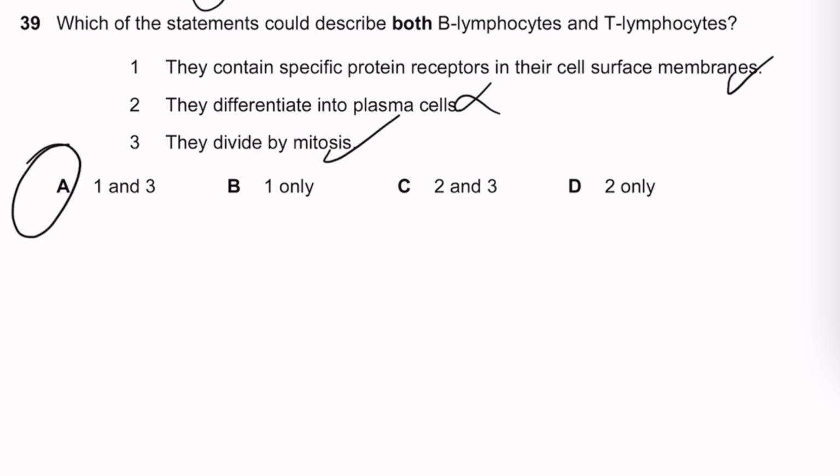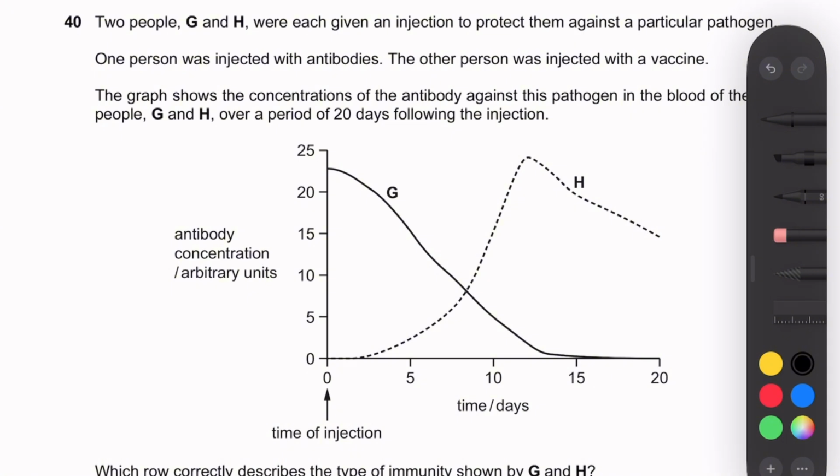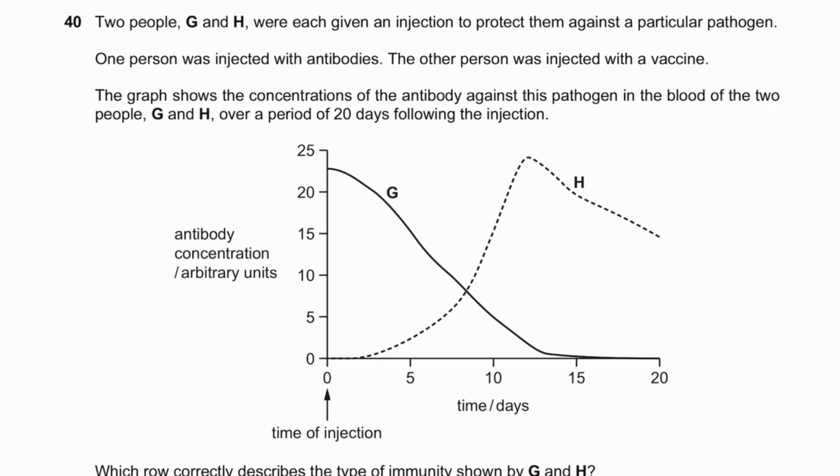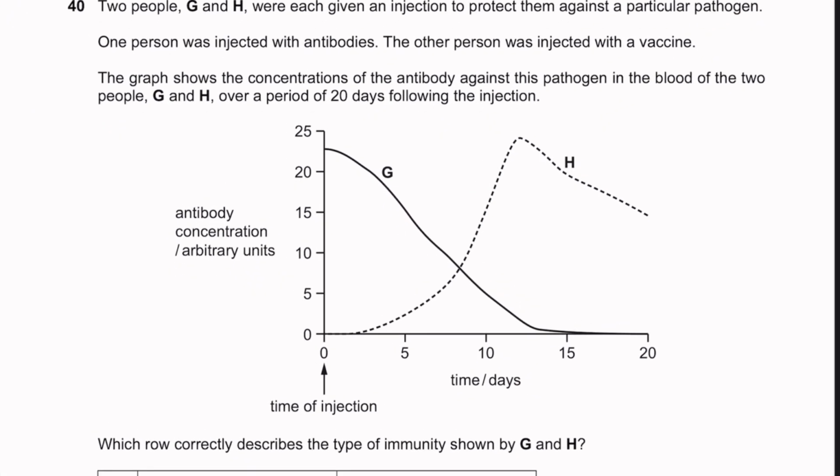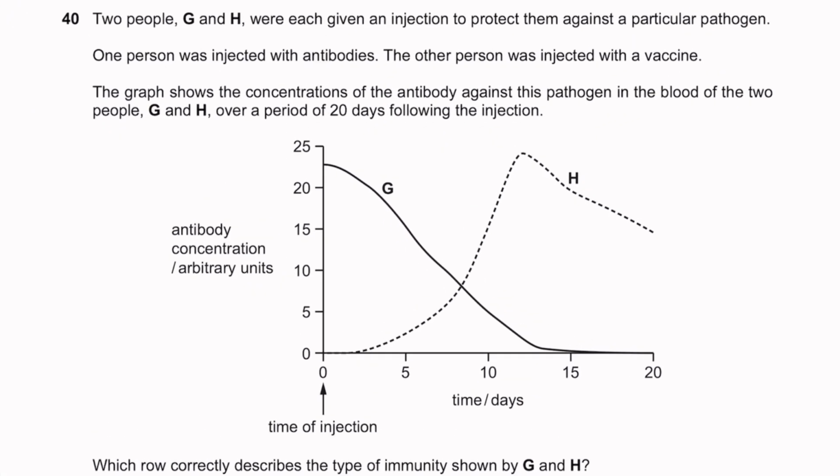That's A. Two people, G and H, were each given an injection to protect them against a particular pathogen. One person was injected with antibodies, the other person was injected with a vaccine. The graph shows the concentrations of the antibody against this pathogen in the blood of the two people, G and H, over a period of 20 days following the injection. Okay, so we have antibody concentration from time of injection and over time of days. So you could see here that one person was injected with antibodies, the other one was injected with a vaccine. So obviously here you could see antibody concentration for G decreases over time, meanwhile H, it's going to increase later on.